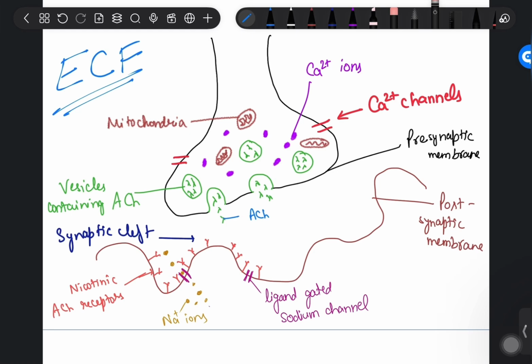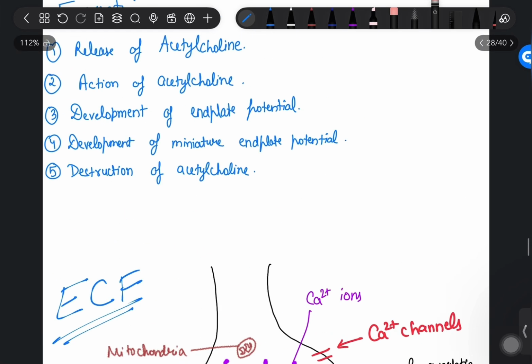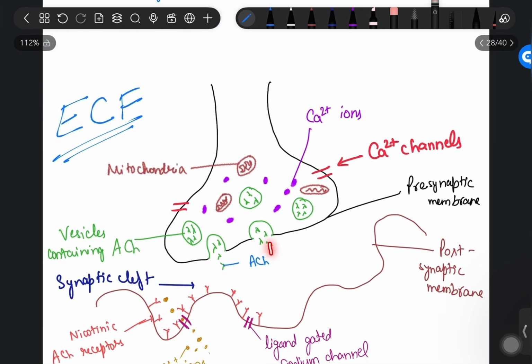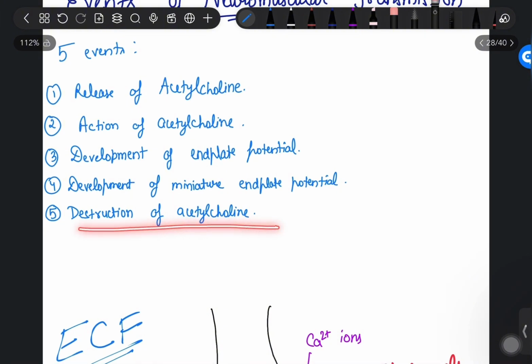Now the fourth point is the development of miniature end plate potential. So what is it? The miniature end plate potential is a weak end plate potential in the neuromuscular junction that is developed by the release of a small quantity of acetylcholine from the axon terminal. Each quantum of this neurotransmitter produces a weak miniature end plate potential, and it can be up to 0.5 millivolt only.